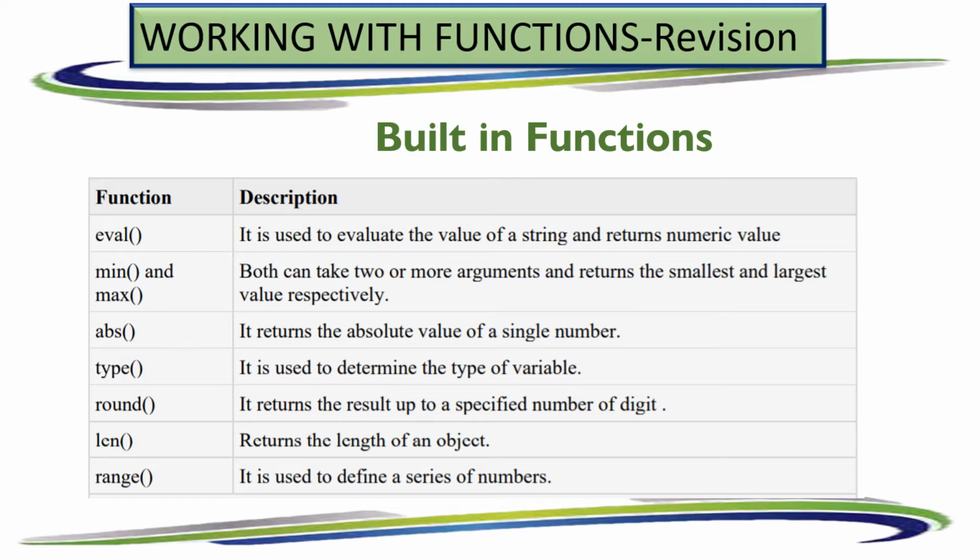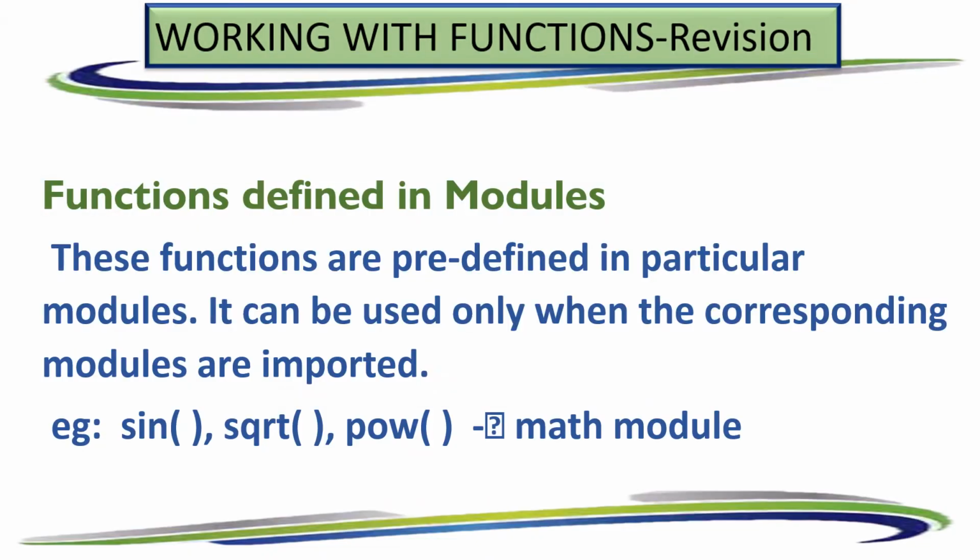Min and max, it returns the smallest and largest value. Absolute, it gives the absolute value of a single number. Type, we can use it for determining the type. Round, length, range, all these functions you have come across, isn't it? So we will move on to the functions defined in modules.